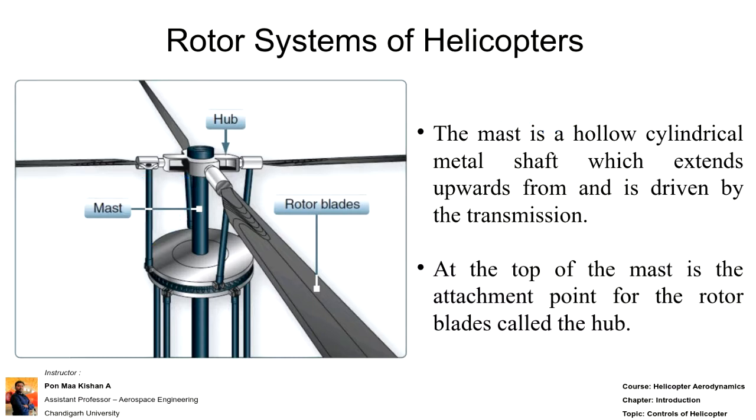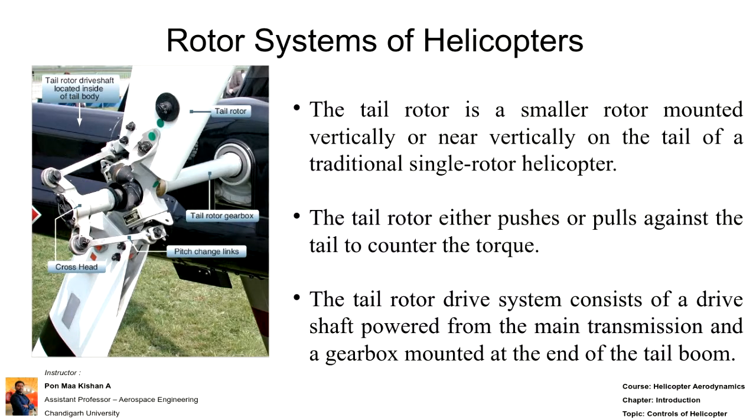Okay, so in the next slide, the main rotor, I have just explained some factors. While taking other lectures, I will explain in more detail. Apart from that, the rotor system of the helicopter, especially the tail rotor. This is the classic tail rotor which is given in the diagram. The first one is a tail rotor drive shaft located inside the tail body.